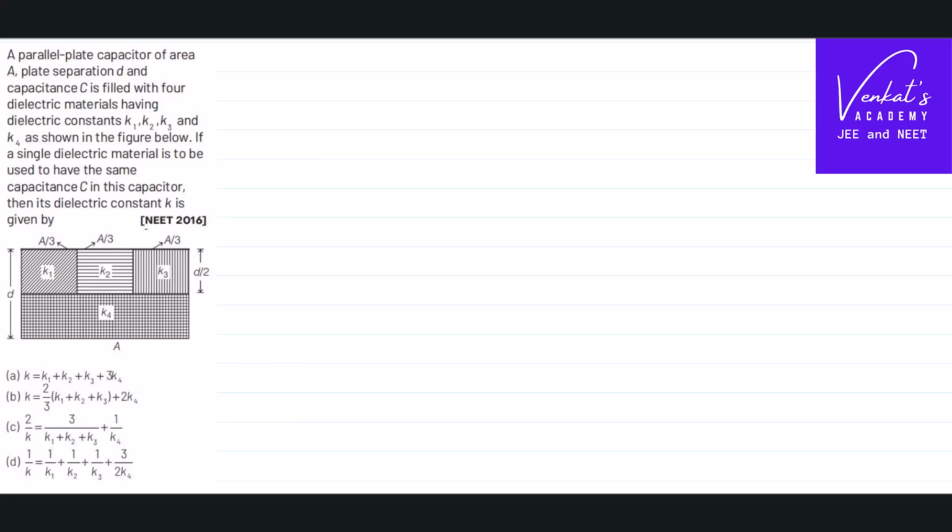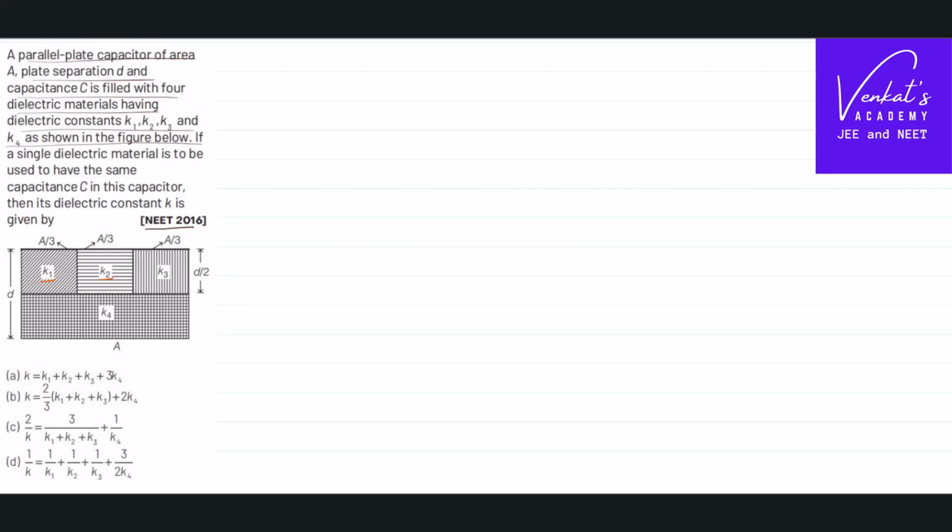This is a NEET 2016 question based on capacitors. Let us have a look at the problem. A parallel plate capacitor of area A, plate separation D, capacitance C is filled with 4 dielectric materials having dielectric constants as shown in the figure. Now you can have a look at the diagram. See the diagram.